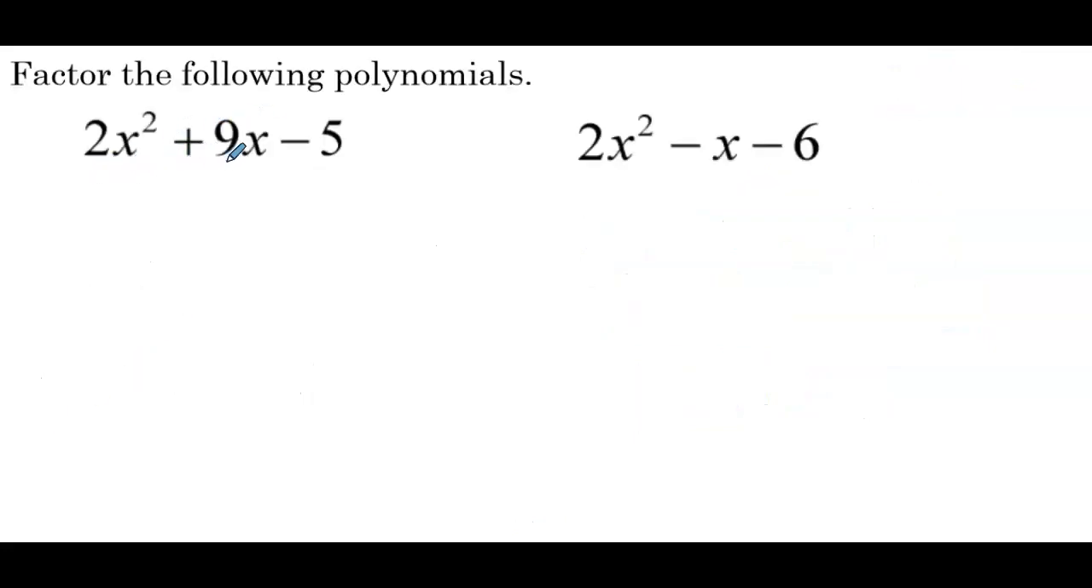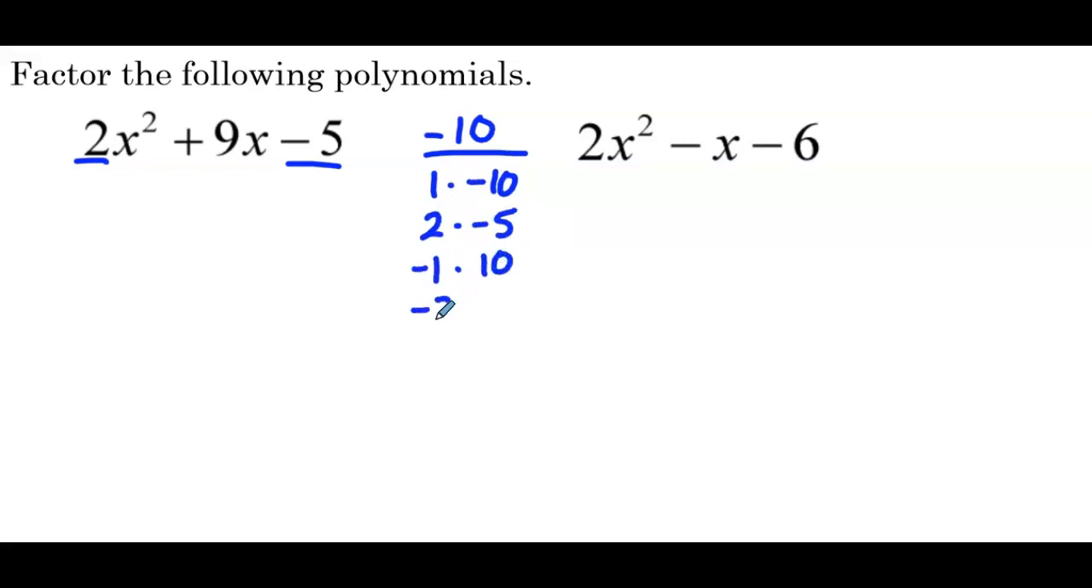Starting with 2x squared plus 9x minus 5. We're going to multiply the leading coefficient with the constant and get -10. So we need factor pairs of -10. We have 1 and -10, 2 and -5, -1 and +10, -2 and +5. We need to choose the factor pair that adds to +9, which is -1 and +10.